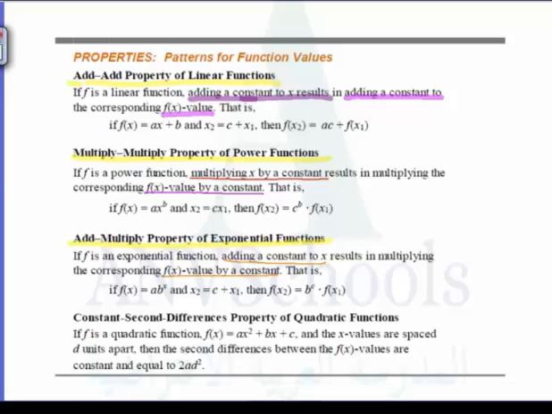Constant second difference property, that's for the quadratic functions. So if f is a quadratic function, f of x is equal to ax squared plus bx plus c, and the x values are spaced d units apart, then the second differences between the f of x values are constant, and the second difference is equal to 2ad squared. That is just 2 times the coefficient of the quadratic term times the difference between the previous and the succeeding x values, so d, and then square it, so d squared.